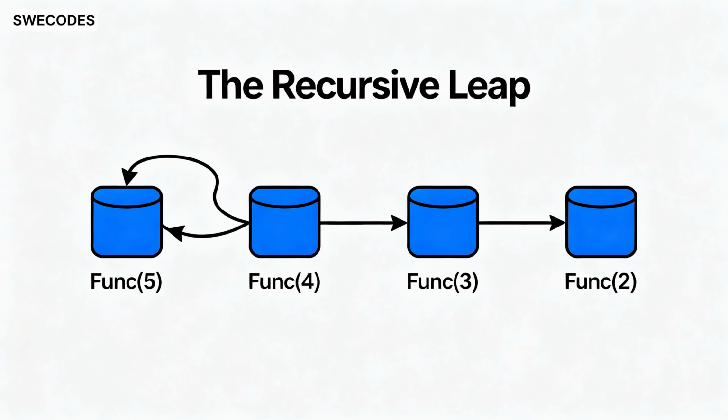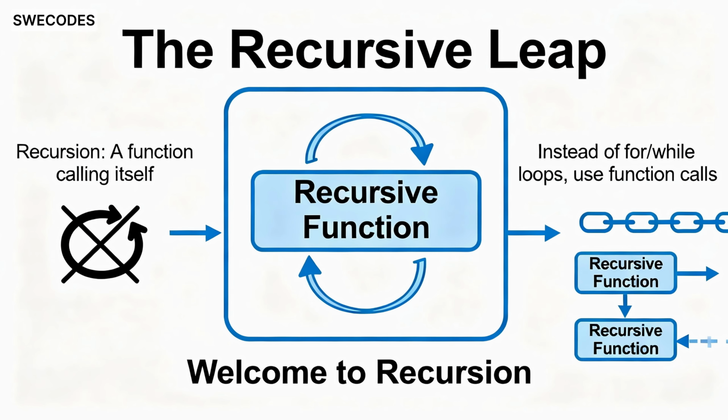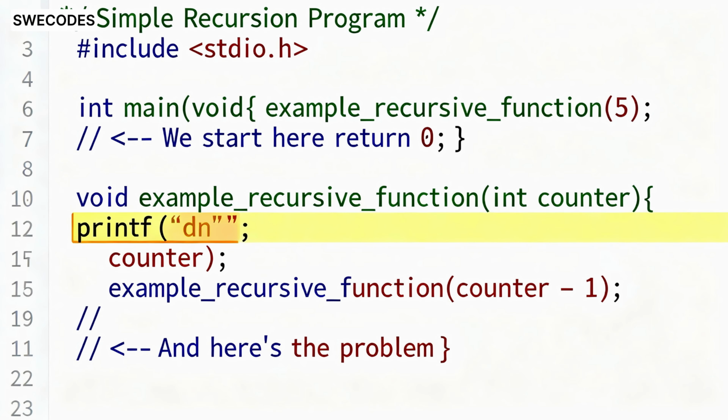Welcome to Recursion. Simply put, recursion is the process of a function calling itself. Instead of using a for or while loop to iterate, we use the function's own call to create a chain. Look at this code. Our main function calls example_recursive_function and gives it the number 5.